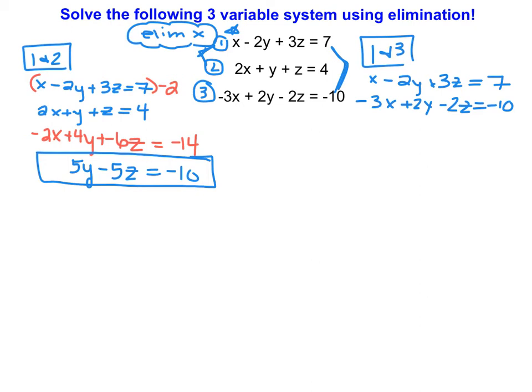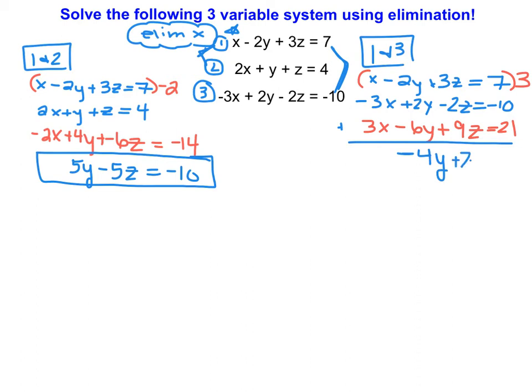And remember, my goal again is to have the x's have similar coefficients but opposite signs. So we're going to multiply this top equation through by 3. So here we have 3x minus 6y plus 9z is equal to 21. And now if we add those two together, we eliminate our x's, we end up with negative 4y plus 7z is equal to 11.